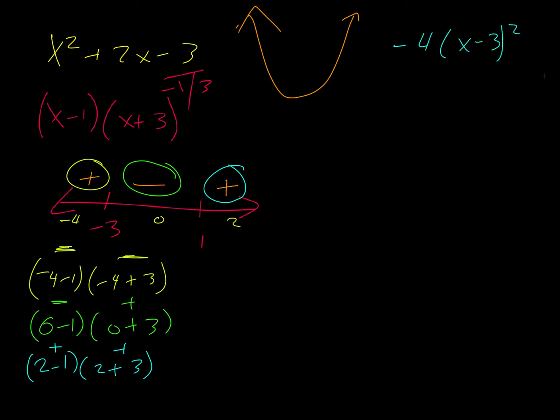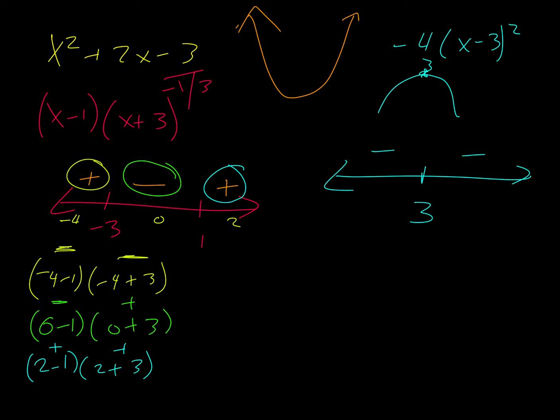Okay, here's a new problem. Now, this one, it's going to have just a root. It's going to have a repeated root at 3. That's what this tells us. And so we're going to have this sign diagram. And since it's upside down, we know that it's going to be minus, minus, and just touch right at 3.